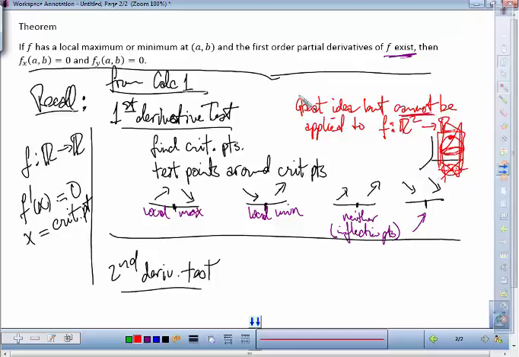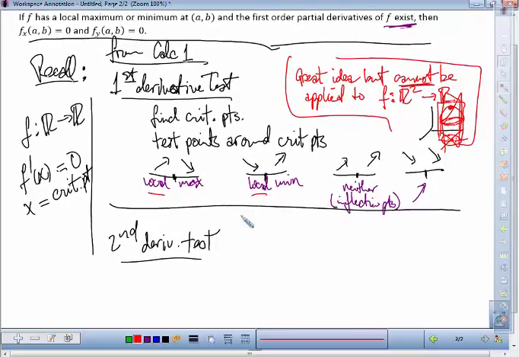So the bottom line is we can't use the first derivative test to find local maximums or minimums. But the second derivative test can be extended to higher dimensions, it turns out. Now we just have to remember what that says. What do you guys remember from the second derivative test? So it starts off the same way. You're going to find critical points.